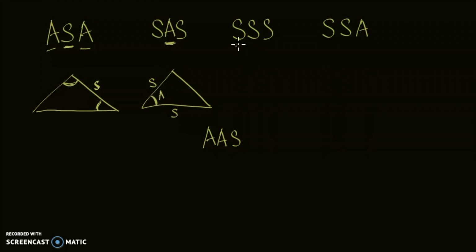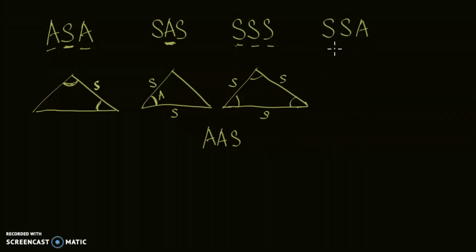So let's say we only have three sides, SSS. There's no angle. We're not given any angles in the question. So there would be a triangle, and then we have S, S, and S. There were no angles given, but we have the values of all three sides. So we can use the values of all three sides to find the value of any angle we are asked to get. Then we have SSA.